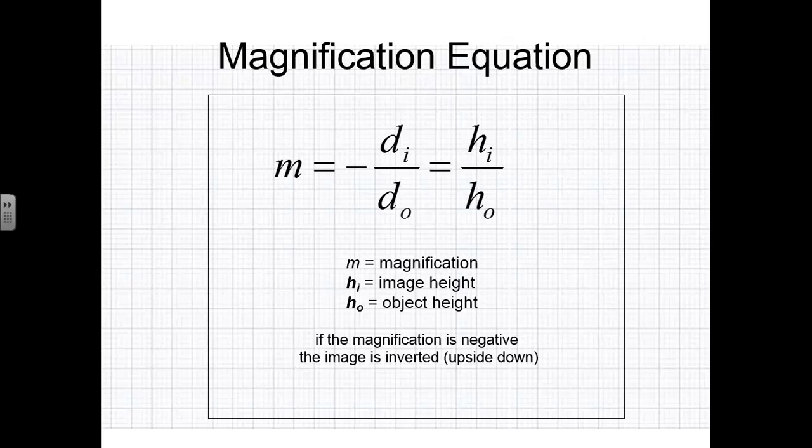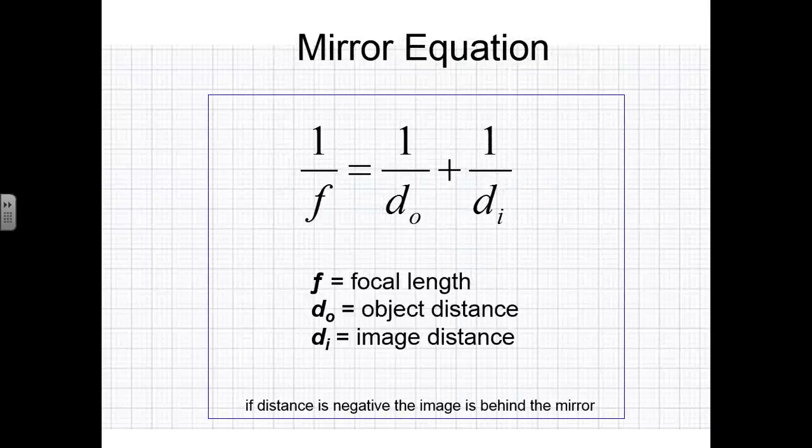So the magnification equation is magnification equals negative image distance over object distance, which is equal to image height over object height. So sometimes I call this hi-ho, di-do, or di-do, hi-ho, as a way to remember which way this works. The second equation that we have is what I call the mirror equation.